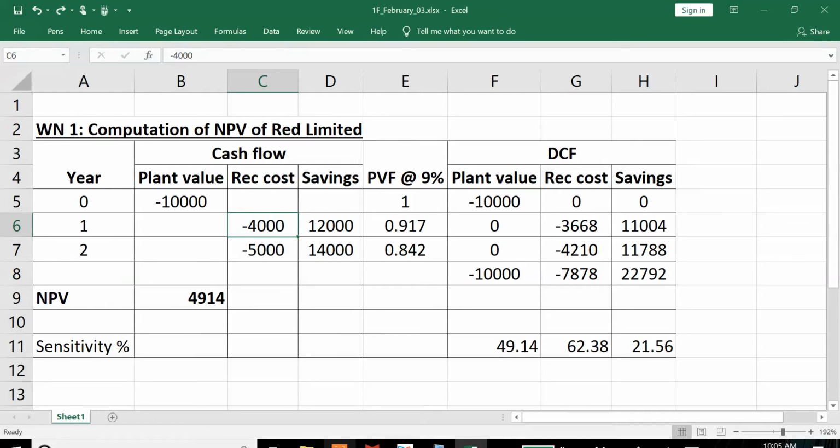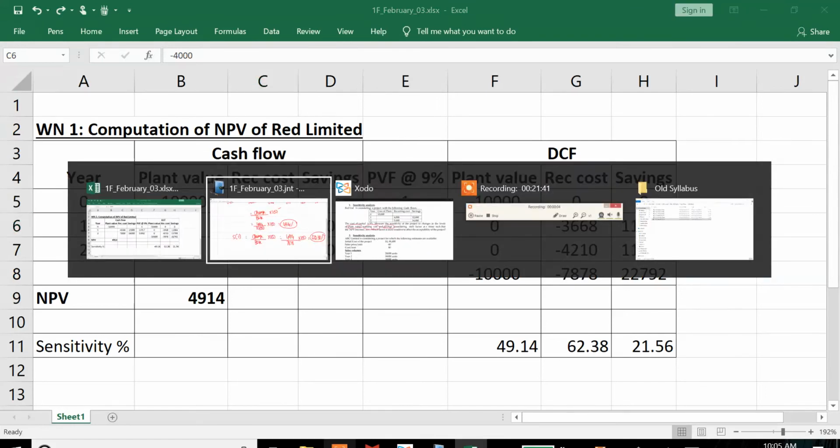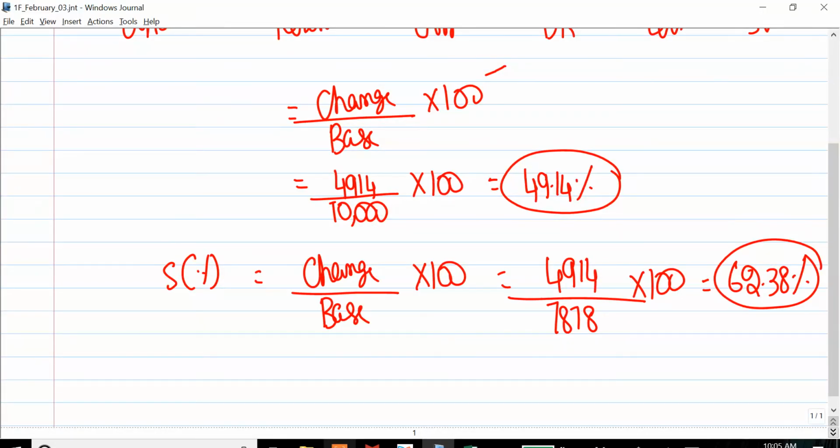But sensitivity is one factor at a time. You cannot say that there will be a 10% change in plant value and a 20% change here together. It is one factor at a time. Clear? Any doubts on this? Next, sensitivity percentage for savings.